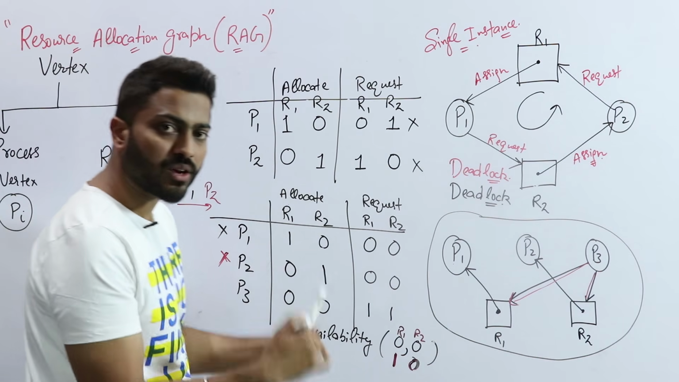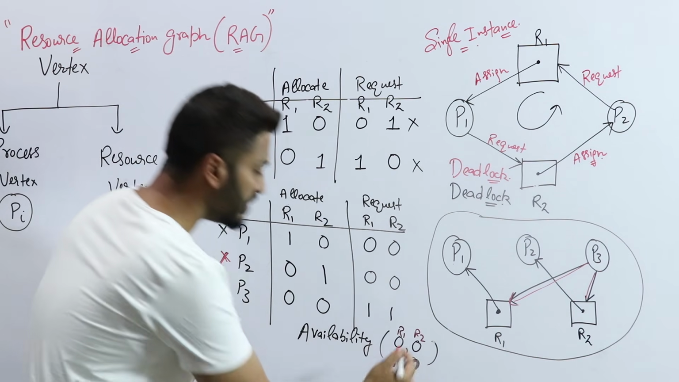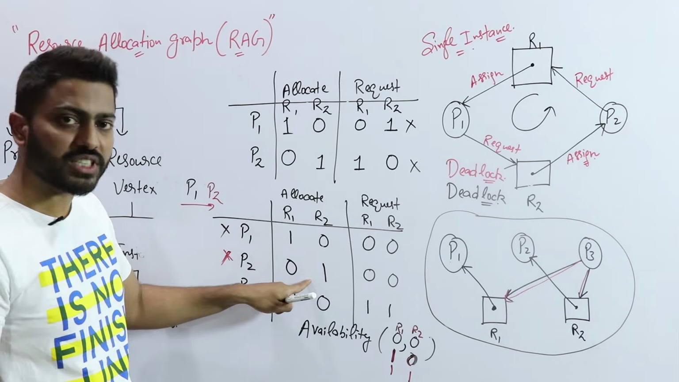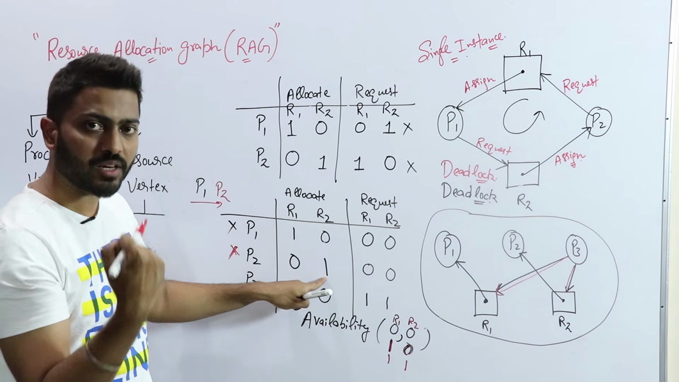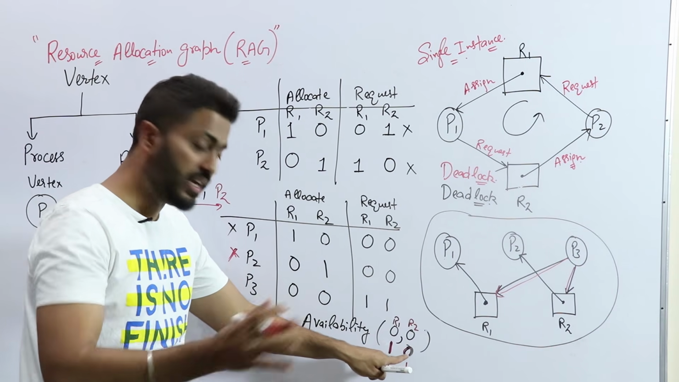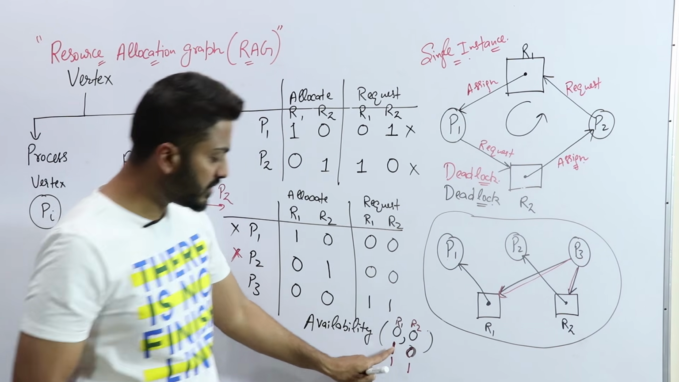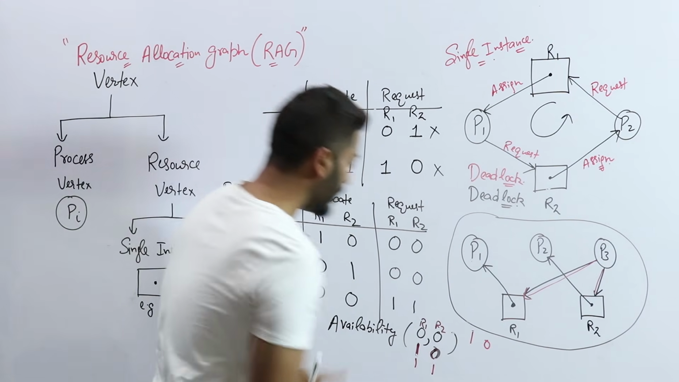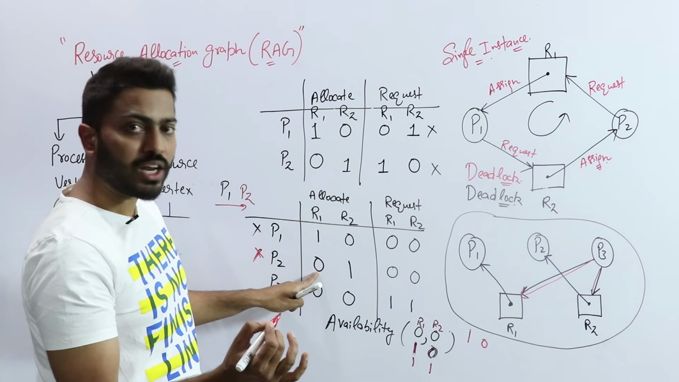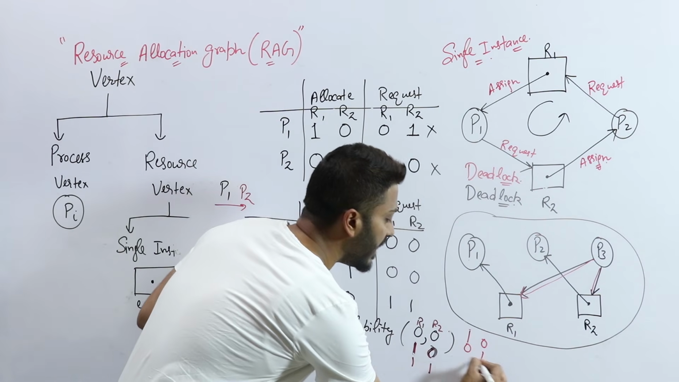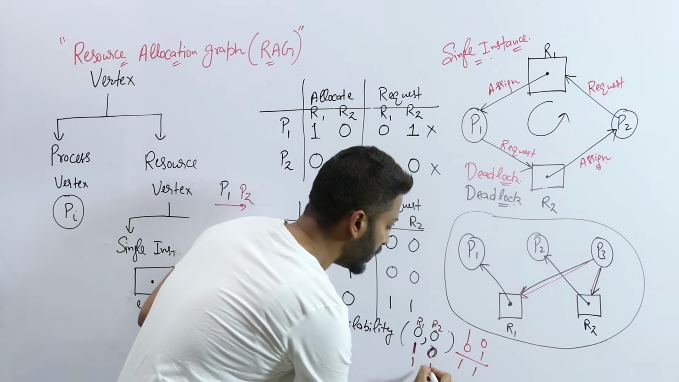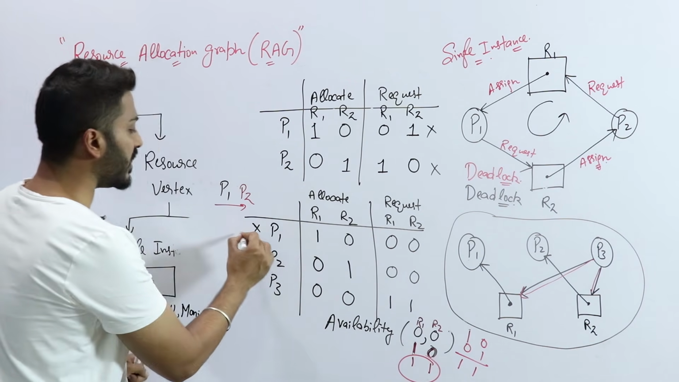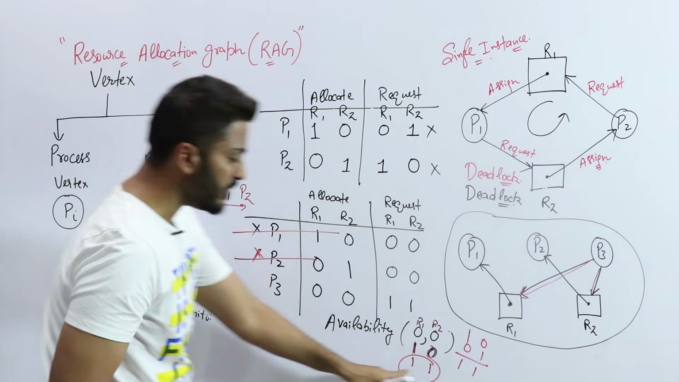So when that is taken back, we can simply say what the new availability is: 1, 1. Whatever resources were taken by P2 will be taken back and added to the current availability. What was the availability? 1, 0. I added to it. I have 1, 0. What is the P2 allocation? 0, 1. So when I add this, it becomes 1, 1. So the current availability now is 1, 1. And how many resources do I have? Both have 1, 1.